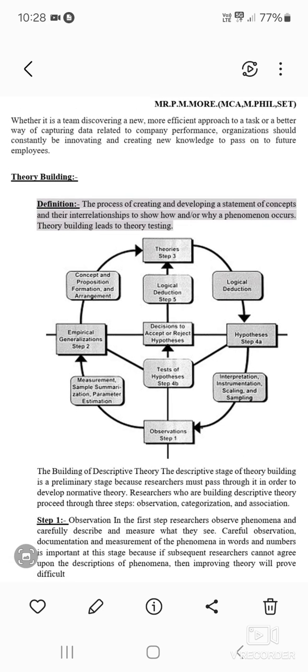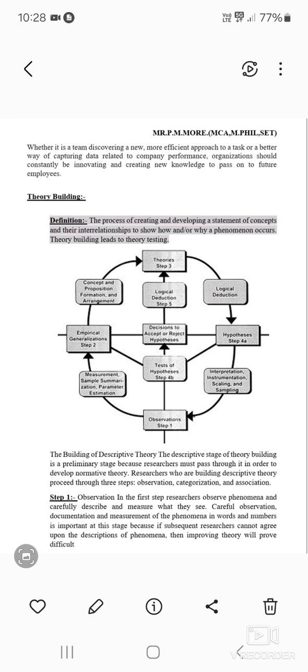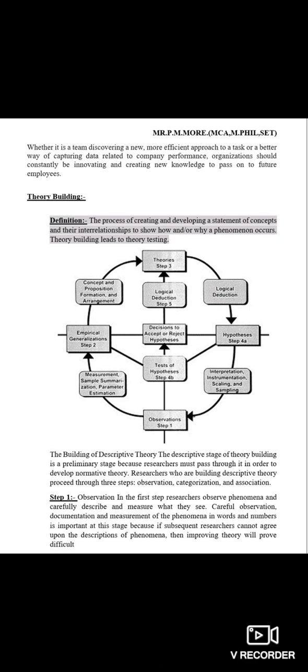Step 1, observation. In the first step, researchers observe the phenomenon carefully and describe and measure it. Careful observation, documentation, and measurement of the phenomenon in words and numbers is important at this stage, because if subsequent researchers cannot agree upon descriptions of the phenomenon, then improving theory will prove difficult.